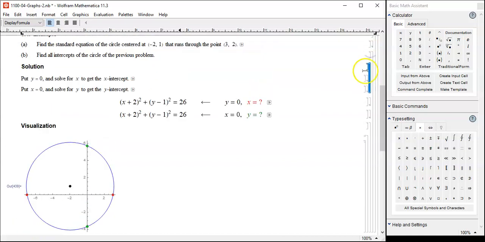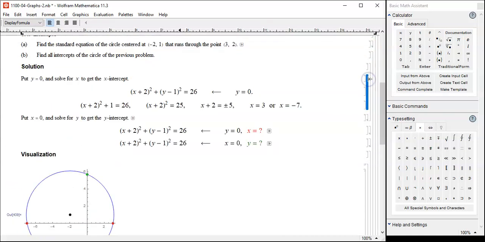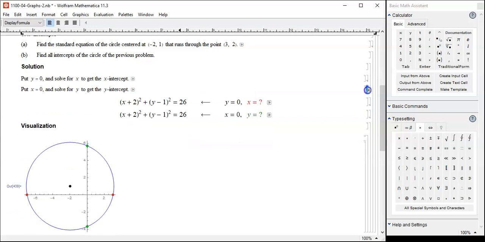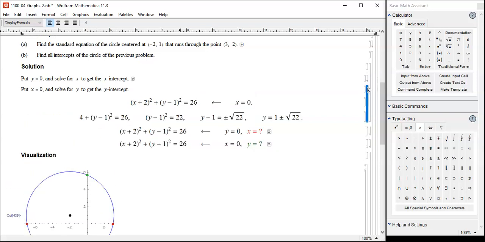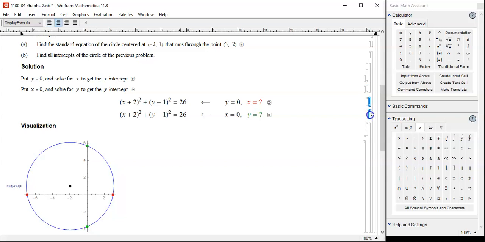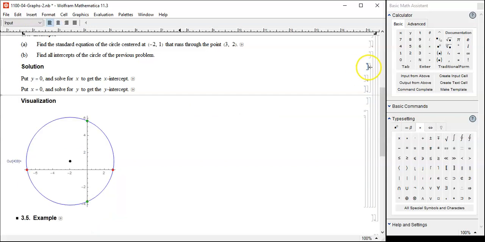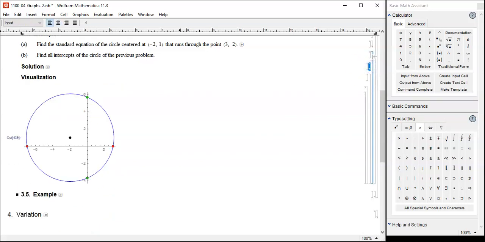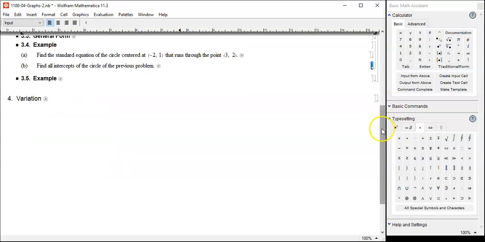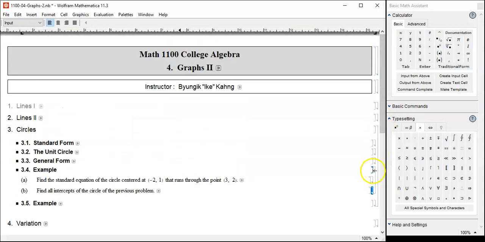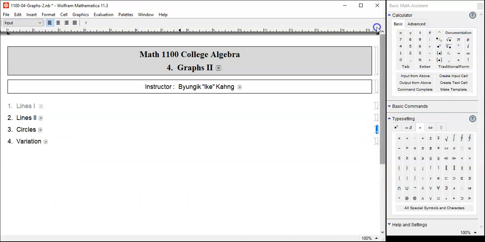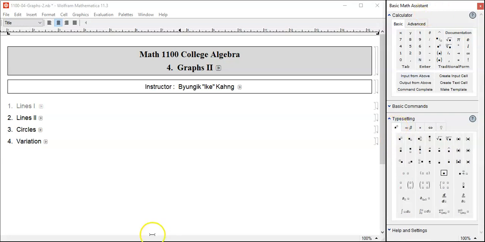What did I do in this notebook here? Same thing. Same thing. Okay, we just went through the standard form and intercepts. Let's talk about the other example in a separate video. It's going to be longer.